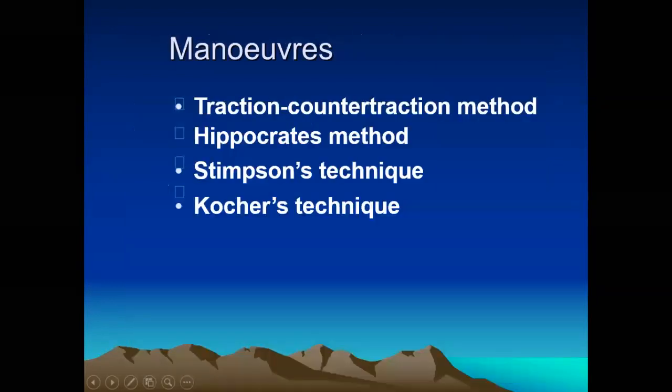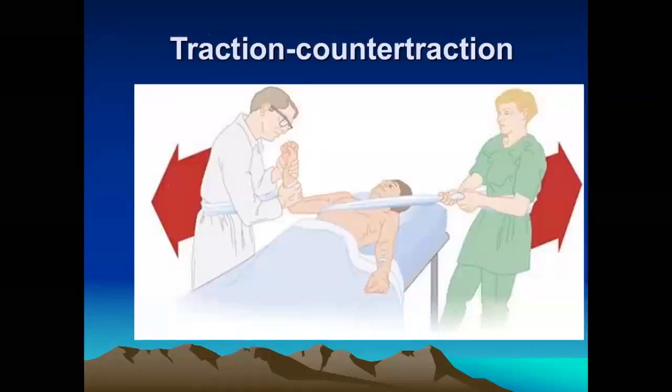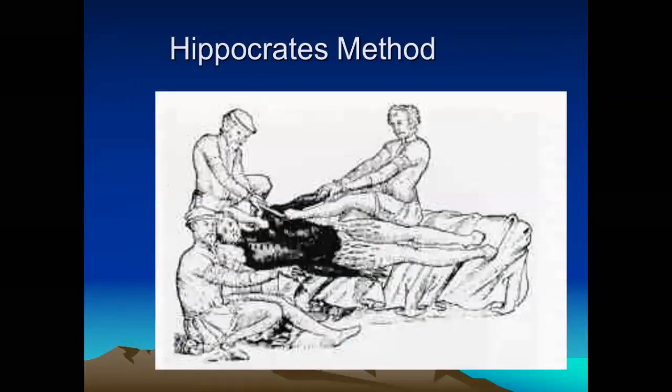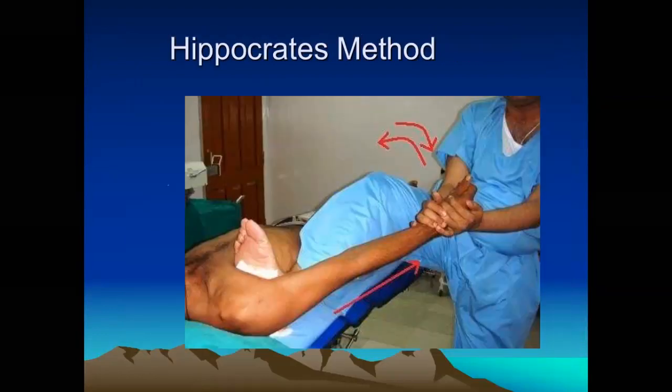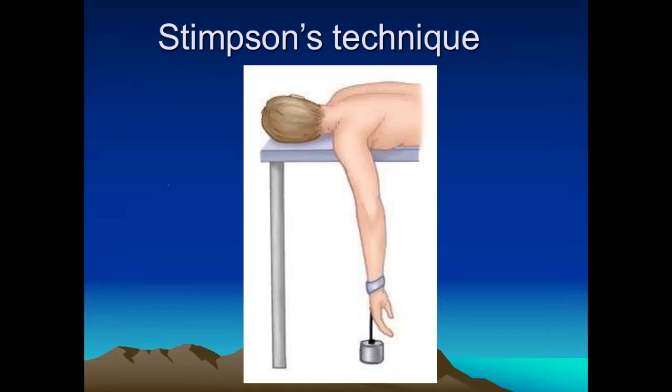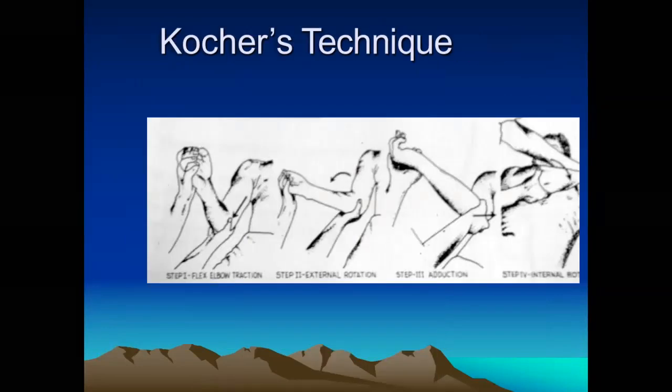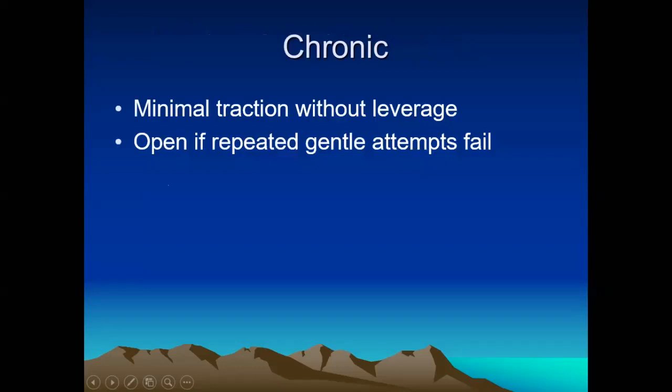We'll discuss the various maneuvers. Traction, counter traction method, like this it has been given from time immemorial. It has been described like this: Hippocrates method, Stimson's gravity assisted method, Kocher's method. It is simply flexion of the elbow and traction, external rotation, adduction, and then internal rotation. In chronic cases, it is minimal traction without leverage; open reduction if repeated gentle attempts fail.